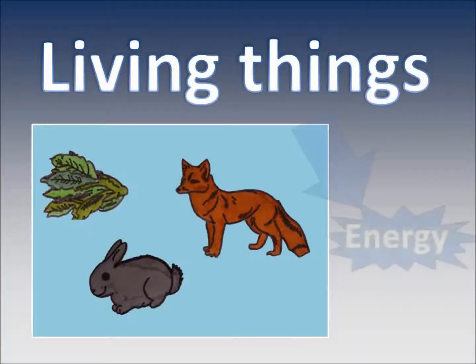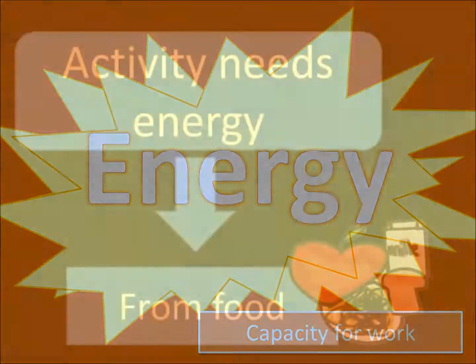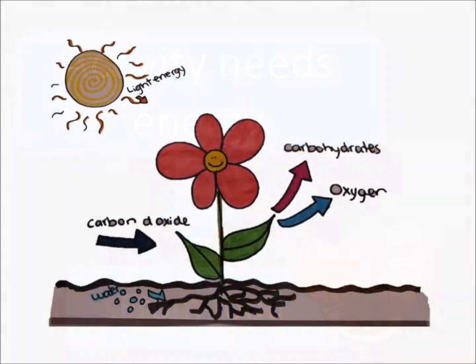Every living thing needs energy to live. Energy is the capacity for work. Every activity done by an organism needs energy. All living things get energy from food they eat. Plants use sunlight, water, and nutrients to get energy. This process is called photosynthesis.